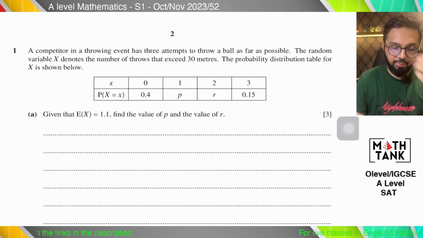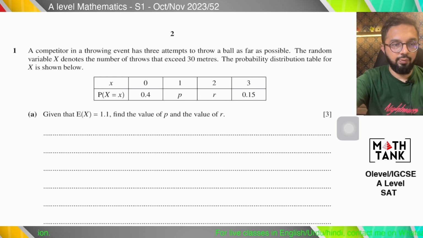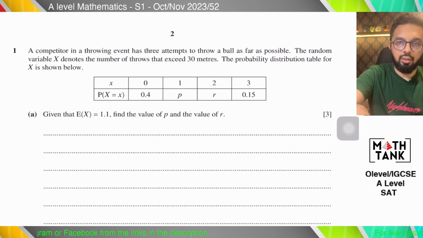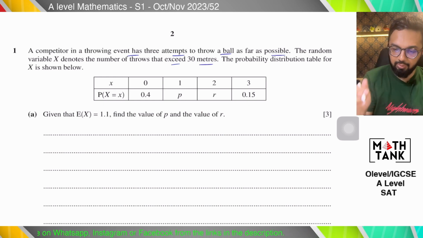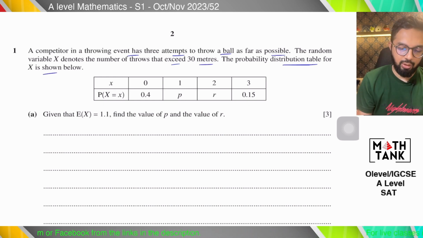Let's begin. It says the competitor is throwing. We first open up the marking scheme so that we're not lost. The competitor is throwing a ball. The event has 3 attempts to throw a ball as far as possible. The random variable x denotes the number of throws that exceed 30 meters. The probability distribution table for x is shown below. Given that the expectation is 1.1, find the value of p and the value of r.